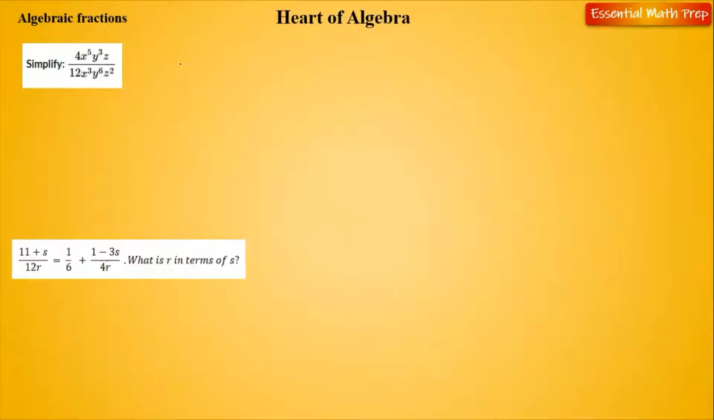4 over 4 times x power 5 y cubed times z over 12 x cubed y power 6 times z squared. Okay, 4 and 12, when you divide, you're going to get 1 over 3. And when you have x power 5 divided by x cubed, I'm showing you the proper procedure this time around. In the future, we can use shortcuts, but let's do it the proper way the first time.